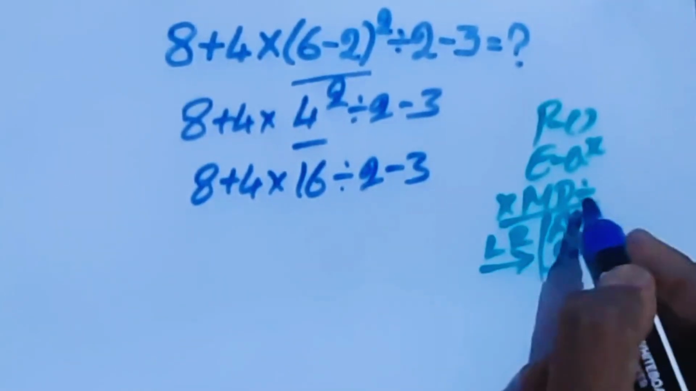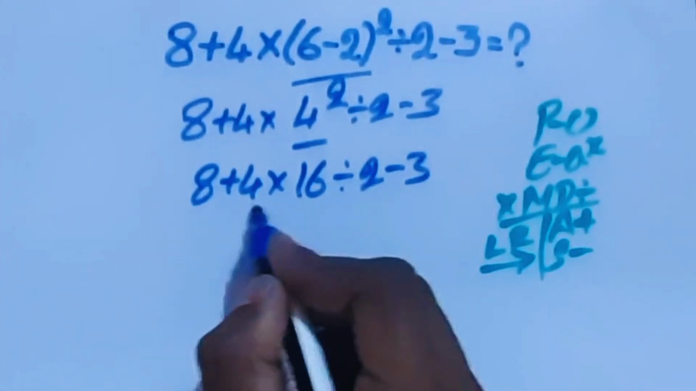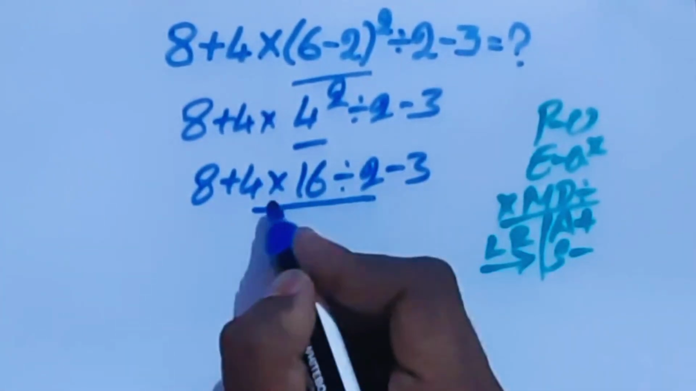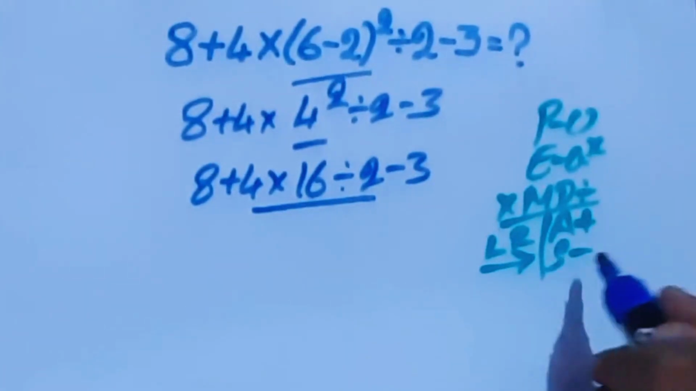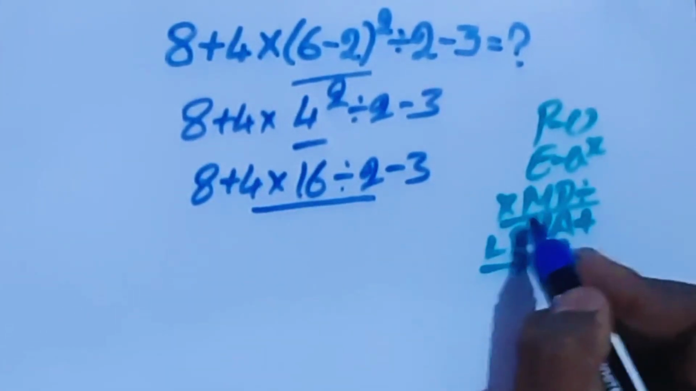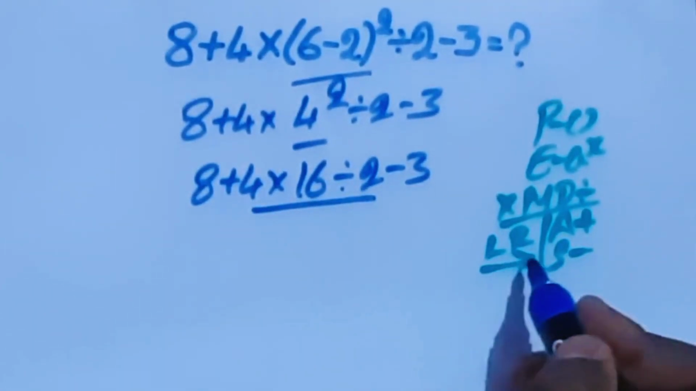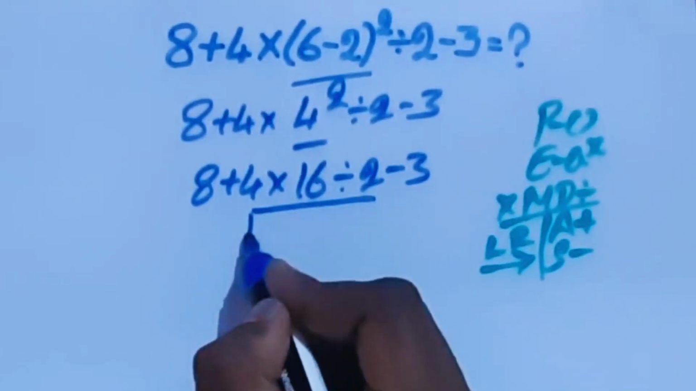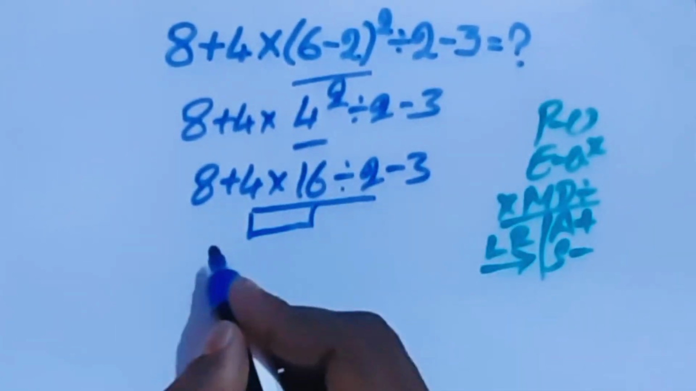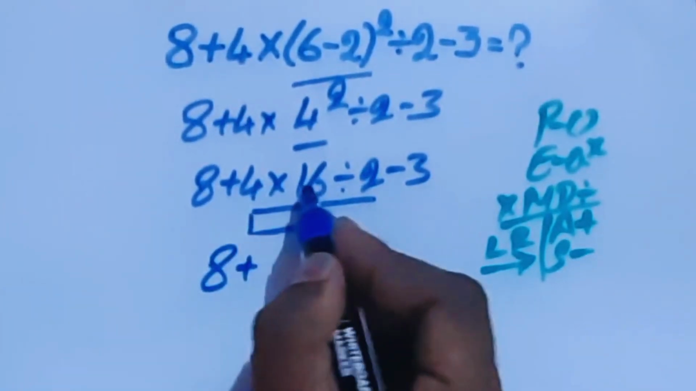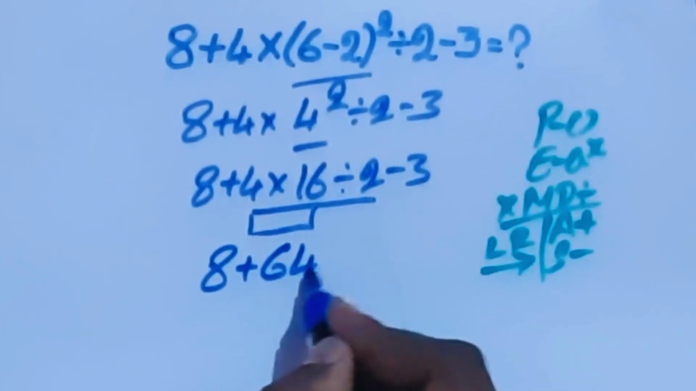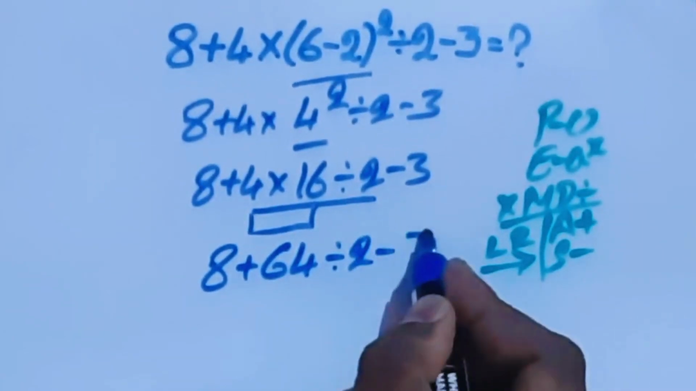Here the next priority is multiplication and division. Here we have multiplication and division. We have to do this multiplication and division before this addition and subtraction. Here multiplication and division are equal priority. For this equal priority we have introduced this left to right rule. Here left to right is this 4 times 16. So 8 plus this 4 times 16 is 64 divided by 2 minus 3.